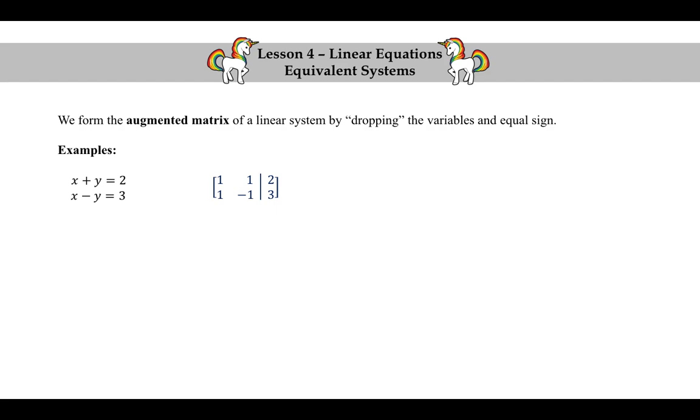This line is optional. Another example. So here we have a linear system of 3 equations in 3 variables, and here's the corresponding augmented matrix.